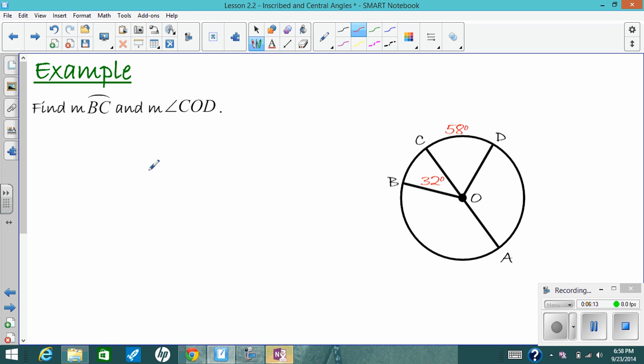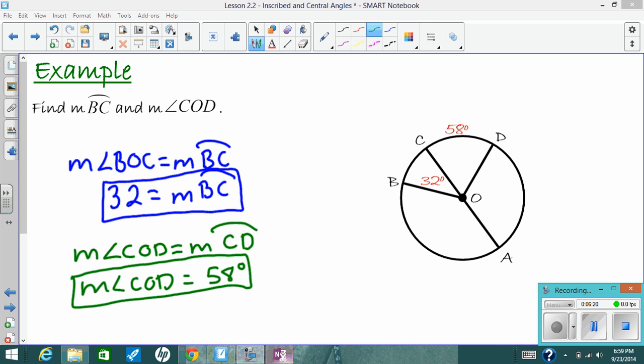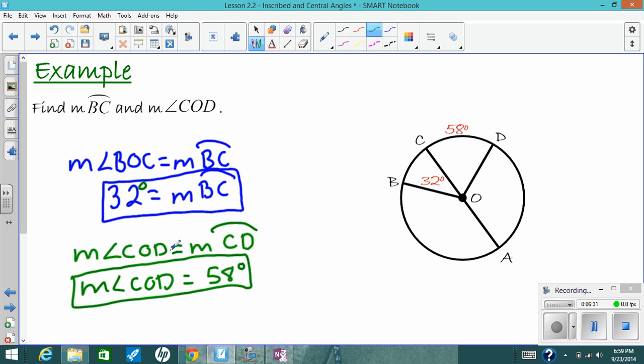So pause the video and try this example using your knowledge of central angles. If you solve this correctly, you should get that the measure of angle BOC is equal to the measure of arc BC, and that will be 32 degrees. And the measure of angle COD is equal to the measure of arc CD, and that would be 58 degrees.